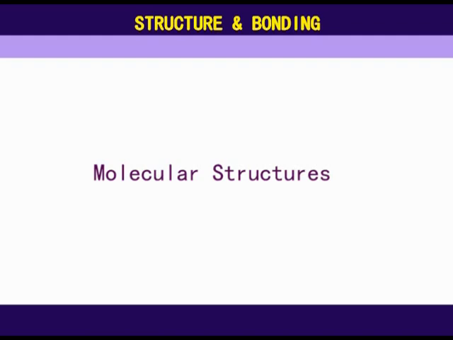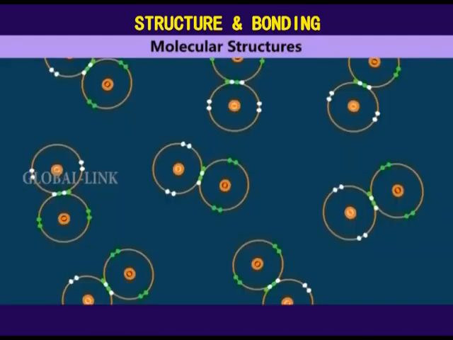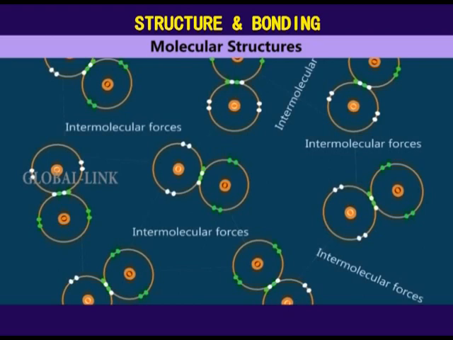Molecular structures. Most molecular substances are gases or liquids at room temperature. The atoms forming the molecules are held together by strong covalent bonds. The molecules in the solid substance are in turn held together in a regular pattern by weak van der Waals forces. The regular pattern repeats itself many times, resulting in a molecular structure.